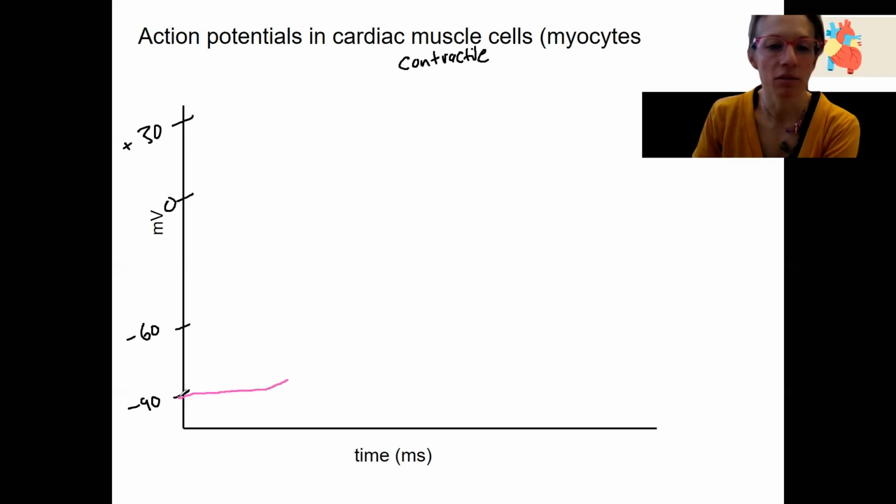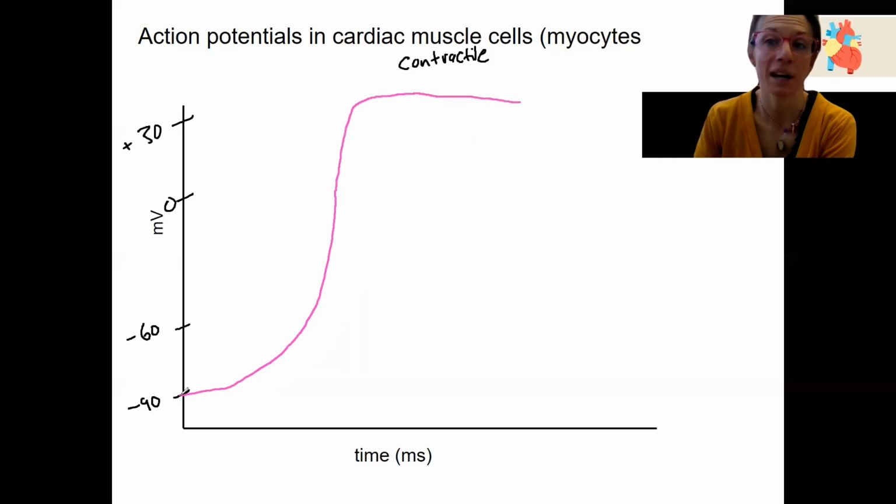We're going to have a stimulus that's going to cause depolarization to threshold. When threshold is reached, we're going to have a rapid rise up to the maximal potential. Okay, let's do it again. Slow rise, rapid rise. When I'm up here, I'm going to do something different. I'm going to have a plateau. Plateau before we come down.